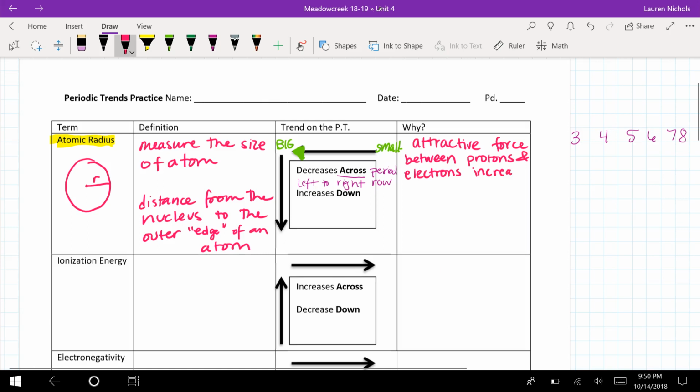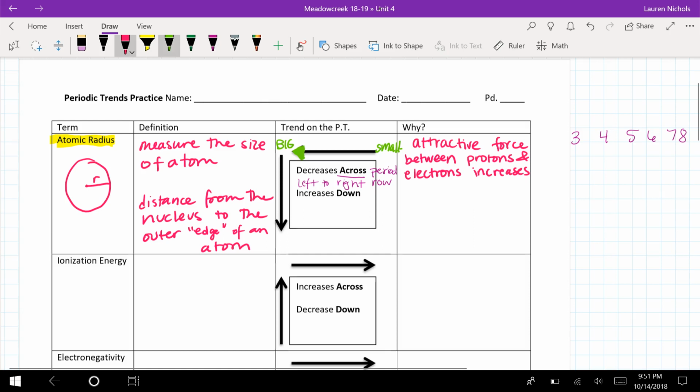The attractive force increases. This attractive force is similar to the pull of gravity. Even though we're adding more electrons and more protons, the protons are so much bigger that they have a larger pull on those electrons. Its gravity is increasing as well. When that attractive force goes up, those protons pull the electrons in closer to itself because it has an increased force. So that's why that happens.